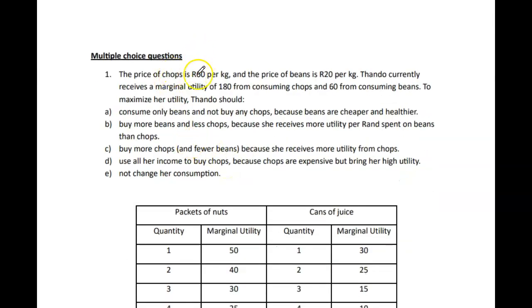What I want you to do, as soon as you get a price of something and the marginal utility, work out the marginal utility per rand. For chops, say the marginal utility is 180 and the price is 60 rand. So it's 180 divided by 60, that is 3. Similarly for beans, 60 over 20, that's 3. So both marginal utilities per rand are 3 each. If it's 3 each, that's the maximization. That's perfect. You want that. So she should not change her consumption.